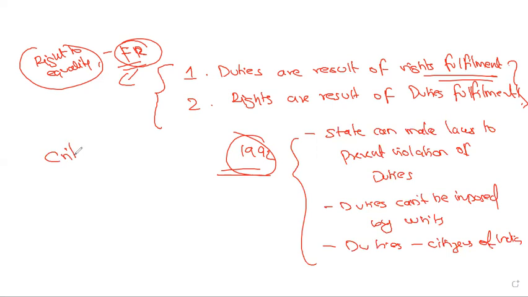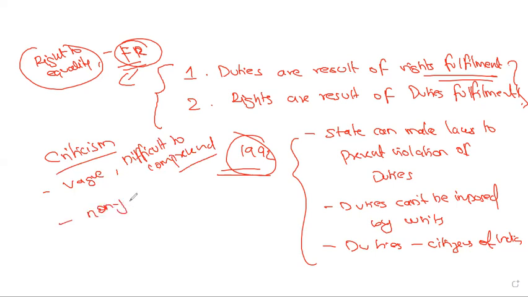Next, we need to know about the criticism of the fundamental duties. The first criticism is that the terms mentioned in the fundamental duties are very vague and difficult for a common man to comprehend. So they lead to different interpretations. One may interpret in one way, another may interpret in a different way. Then, if someone does not follow the fundamental duties, the court cannot compel them. So what is the use of these fundamental duties? That was the second criticism.